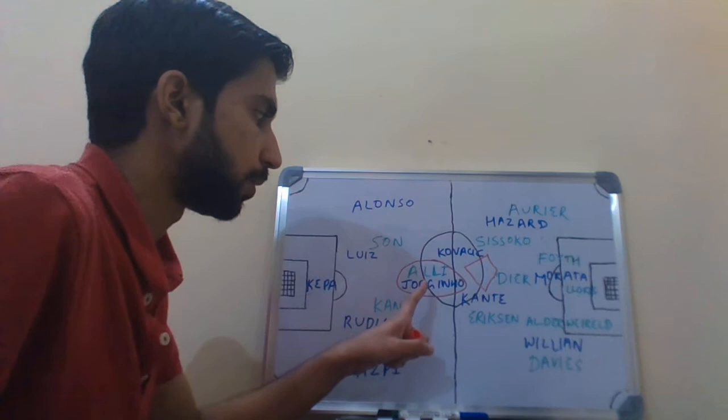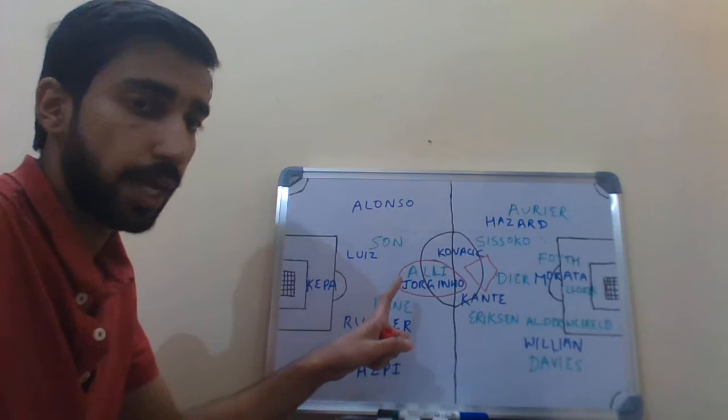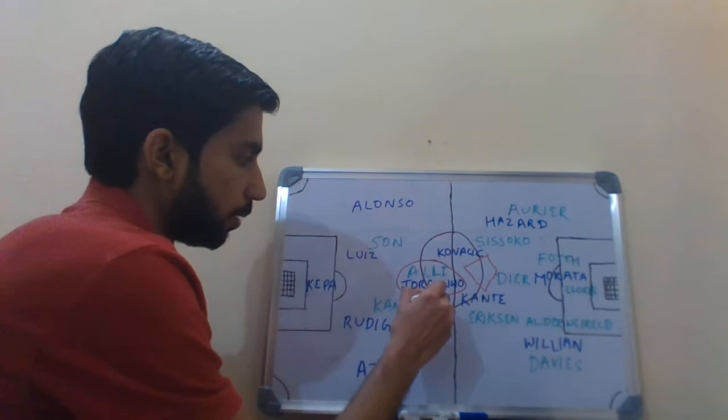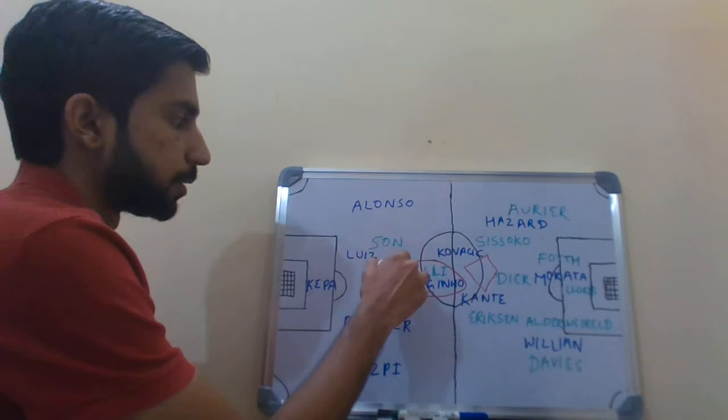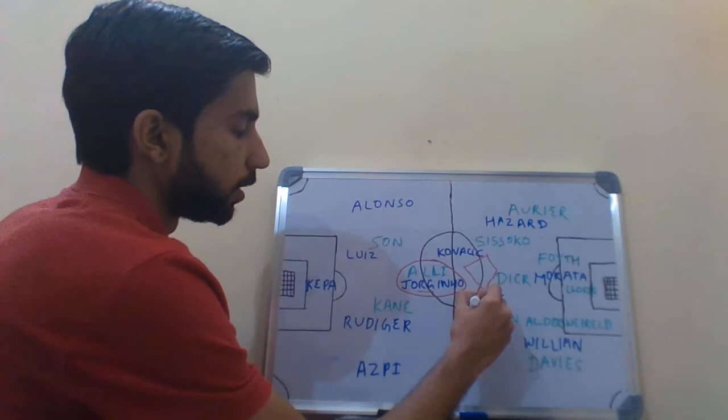Alli is a very clever player when it comes to marking, pressing a player off the ball and making several movements so that the player, in this case Jorginho, gets out of position at all times, which leaves space in this area. This also allowed Sissoko, Dier and Eriksen to numerically dominate the other two, Kovacic and Kante. So this is where the midfield battle was won by Spurs.